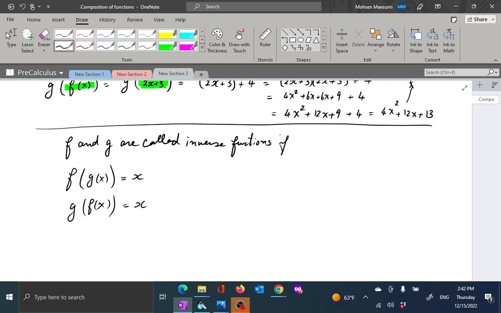Now we have to make it a bit more precise. This is for all x's in the domain of g, and this is for all x's in the domain of f, but never mind. So such pair of functions are called inverse functions.